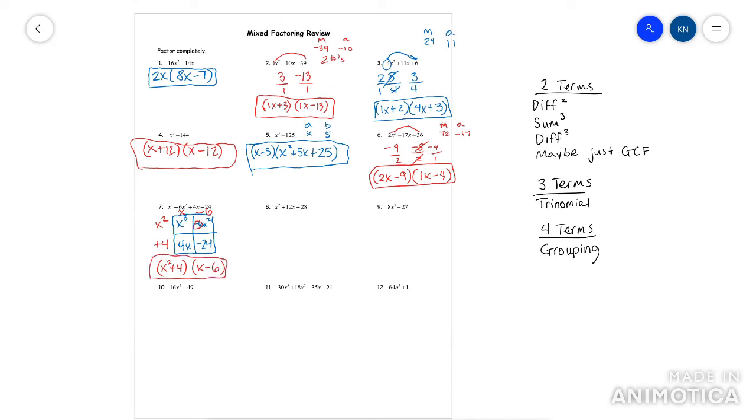Okay, this next one, 3 terms. So it's probably going to be a trinomial. So do your rainbow and see if there's a combo of numbers that'll work for this. So the rainbow here, it has to multiply to be negative 28. It has to add up to be 12. So let's see, that's going to be negative 2 and 14.